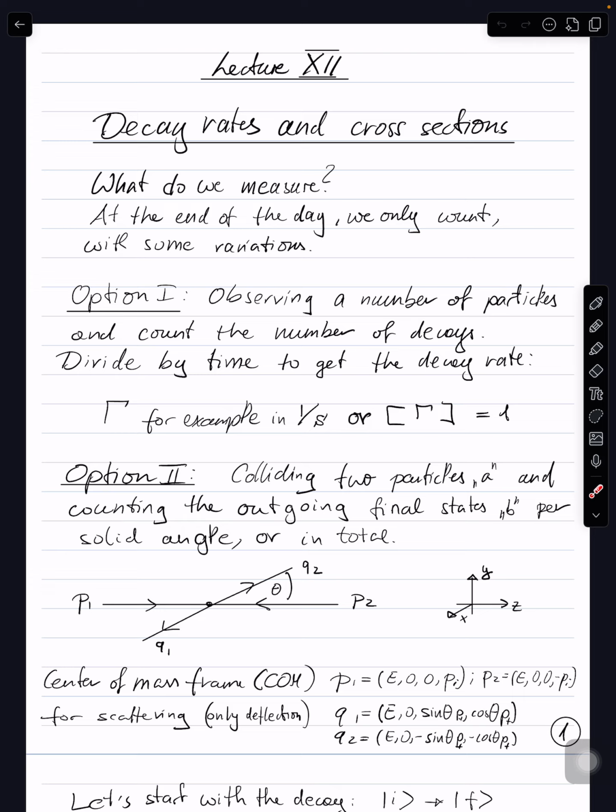For example, option 1 is that we observe a number of particles and count the number of decays and then divide by the time over which we observe to obtain a decay rate. We can call it gamma, and it has the units of per second, decays per second. So in natural units, the mass dimension of this is 1, as it's the unit of inverse time.